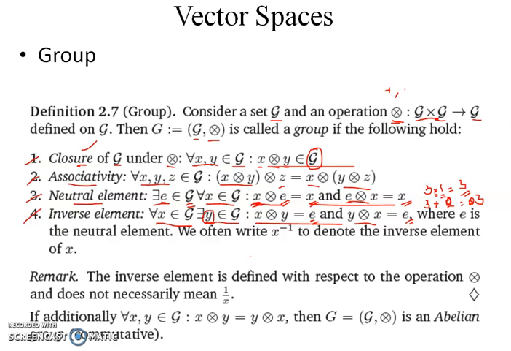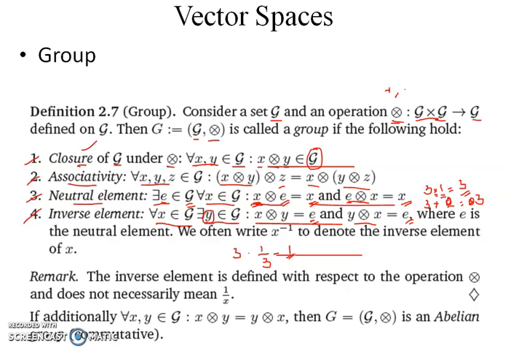So for example, if I am considering multiplication and taking the element 3 as an x value, then for multiplication the inverse of 3 is like 1 by 3, that is x inverse. 3 inverse means you can take it as 1 by 3. You will be getting the result as 1. So 1 belongs to the real numbers.